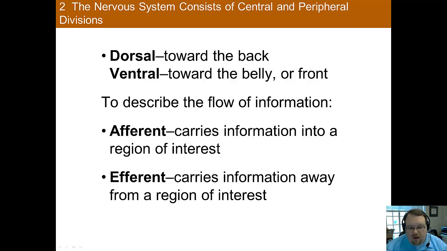And then there are two descriptions of information flow, I guess you'd say. Afferent and efferent. Afferent carries information to an area of interest, whereas efferent carries it away. So let's say it's in reference to the brain. Afferent would take it to, efferent would take it away. So afferent goes at it.